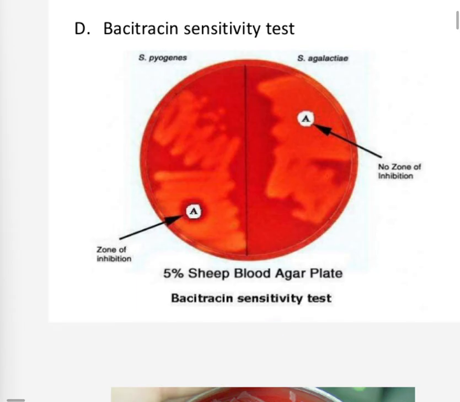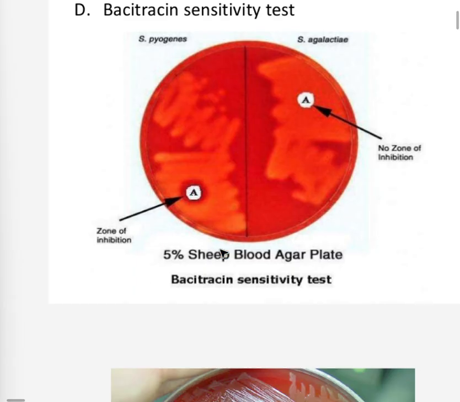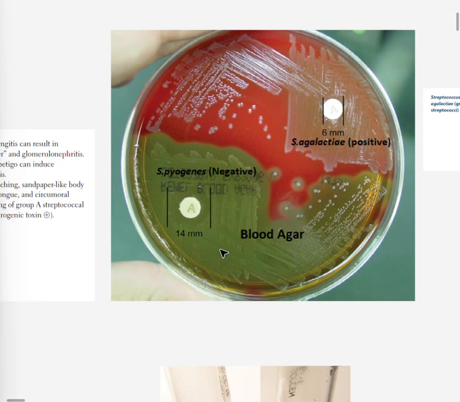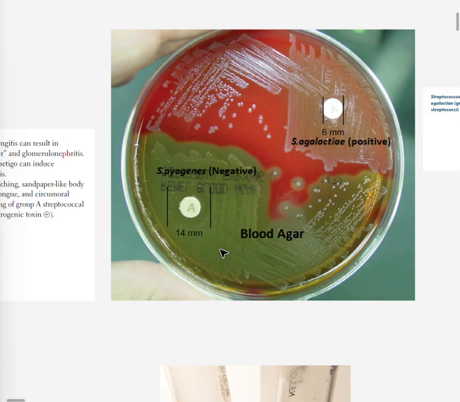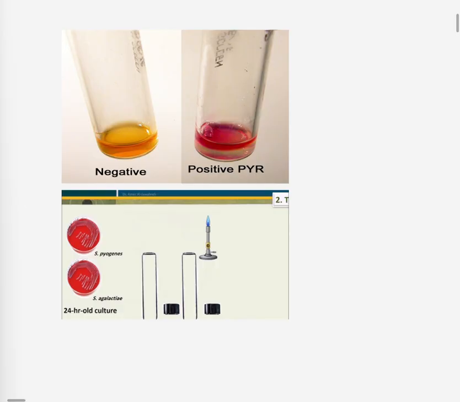Another test that we can do is the PYR test. This is a much more accurate, modern test, right? Now the PYR stands for pyrrolidonyl arylamidase. Don't memorize the full name, just know it's called PYR. Now the PYR test, basically we check if the organism produces this enzyme or not. If it produces this enzyme, we call it a PYR positive organism.